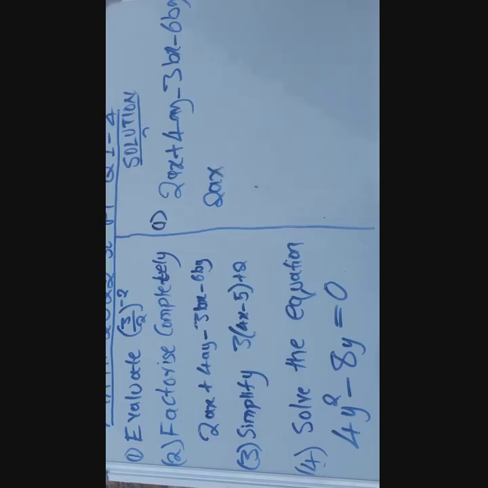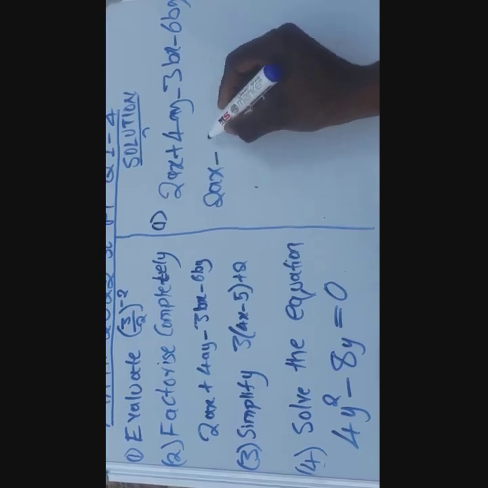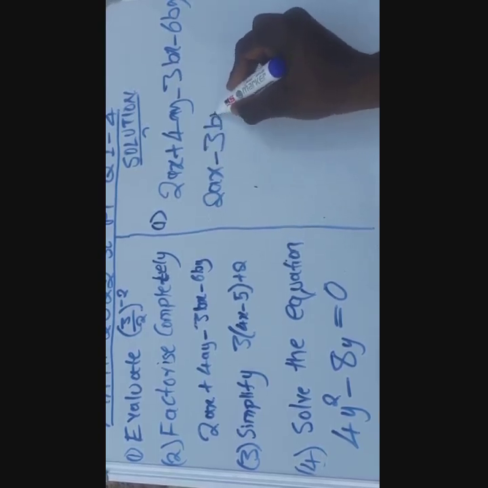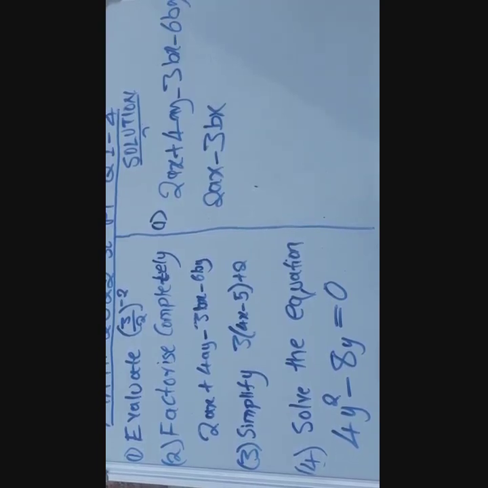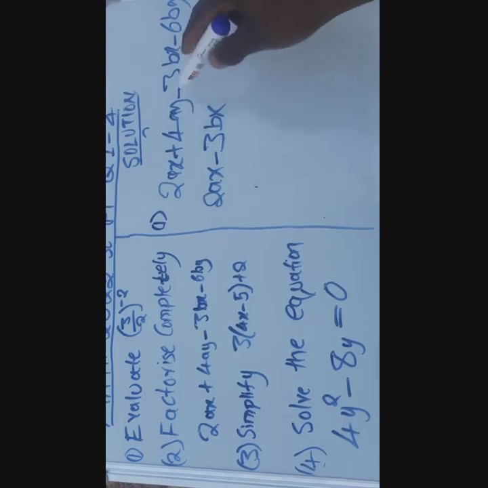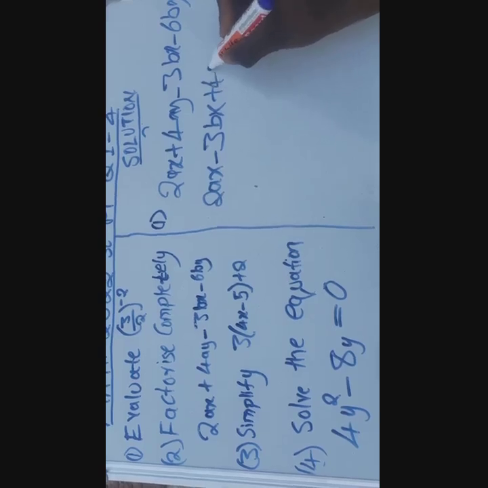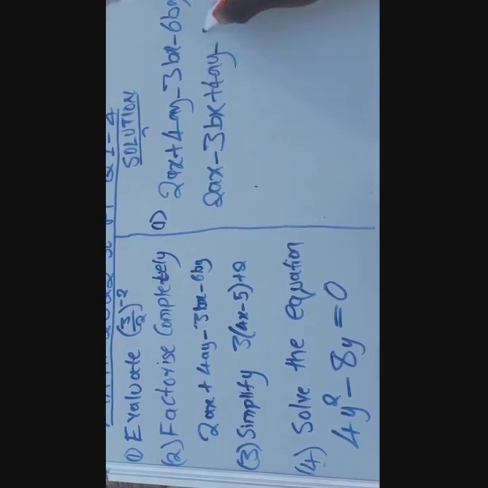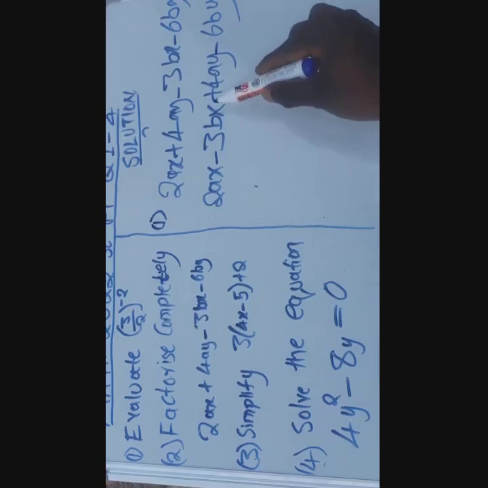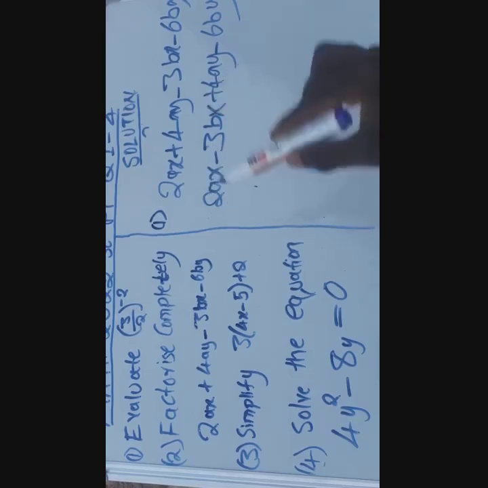So I'm going to write 2ax, then another term which has x, and I'm going to write negative 3bx. After that, I've remained with 4ay and negative 6by. Even these, I'm going to put together, so I have positive 4ay minus 6by. So if you've considered very well, I've just collected the like terms. Everything that has x, I've put together here.